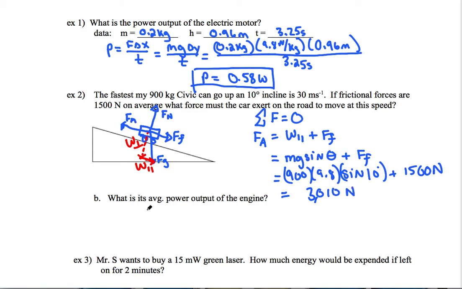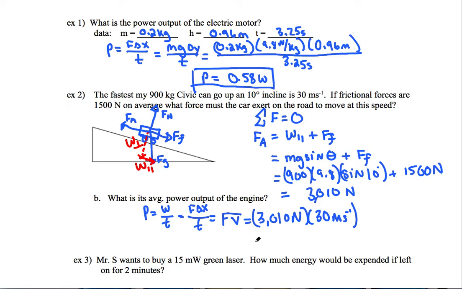So what is my average power output? Well, power is equal to work divided by time, which is force times displacement divided by time, which is equal to force times velocity. Since I know the velocity and I know the force, I'm just going to use this last part. It's 3010 newtons times my 30 meters per second. And that gets me a power, to 2 sig figs, of 91,000 watts.